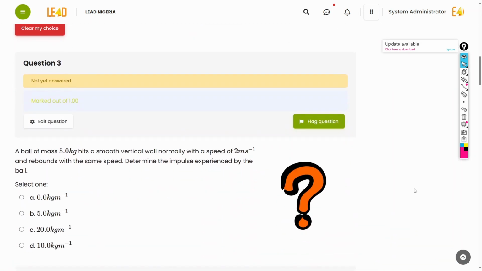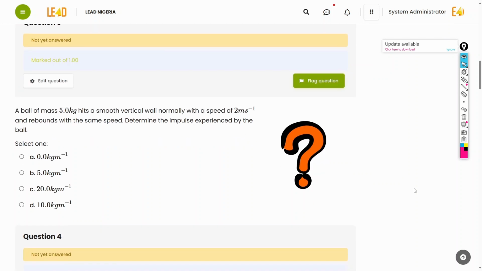Question 3. A ball of mass 5 kg hits a smooth vertical wall with a speed of 2 meters per second and rebounds with the same speed. Determine the impulse experienced by the ball. Okay, so it's the same question we just solved previously, the very last one, so the question repeated, right? So you can just go back a bit.